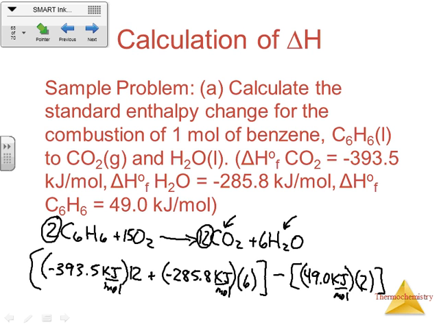Okay. And then I just completely ignored the oxygen again. But the reason for that is it's an element. It's diatomic. So in its elemental form, it's 0. Okay, its heat of formation is 0, so we don't have to worry about it. So then when we work all this out, we should end up with negative 3267 kilojoules as the heat of combustion for this reaction. Okay.